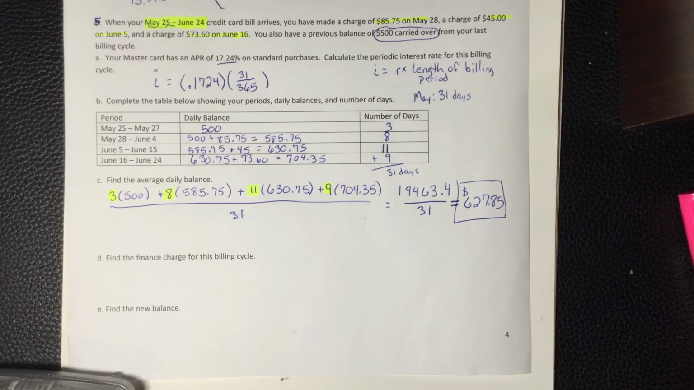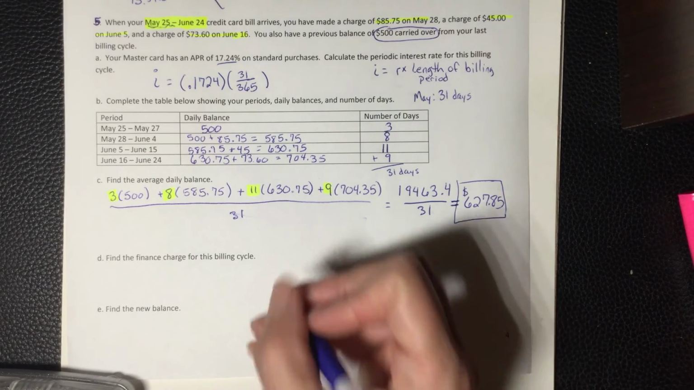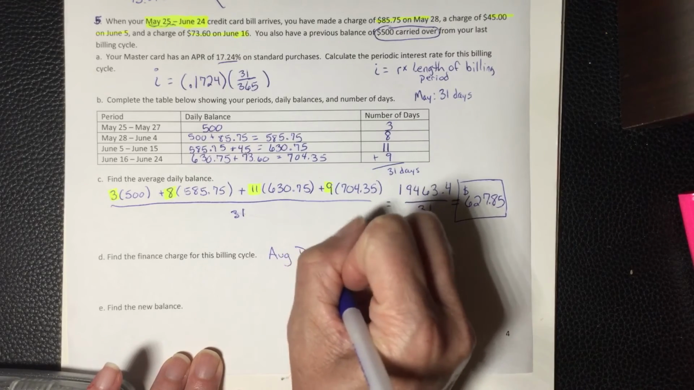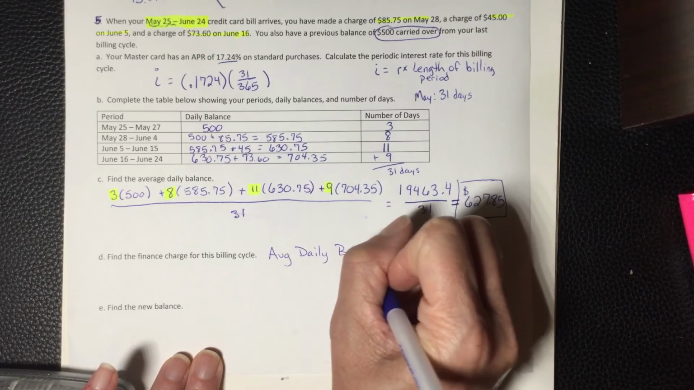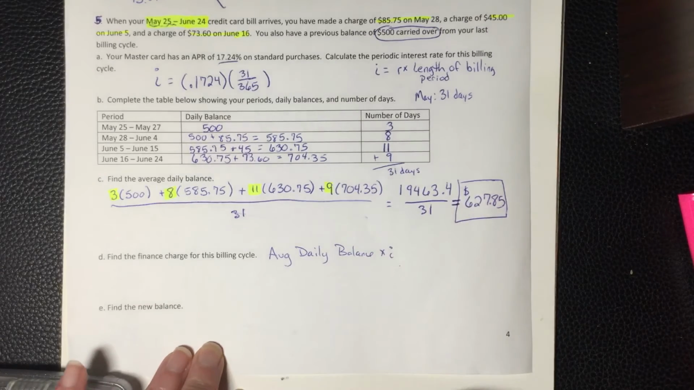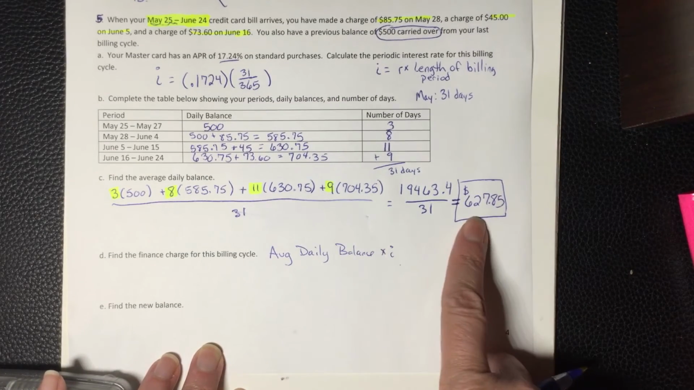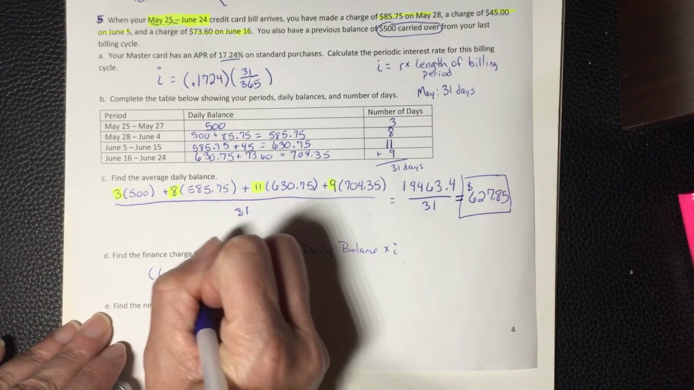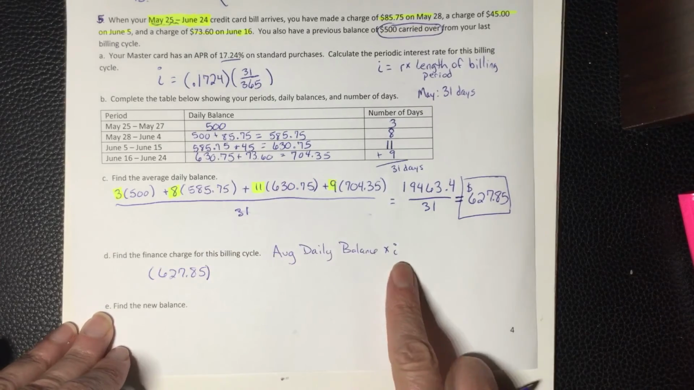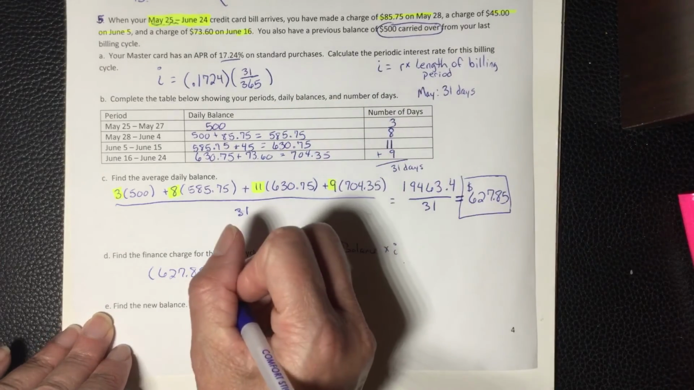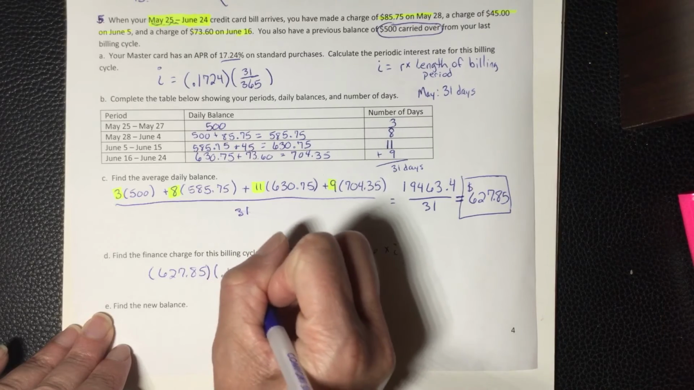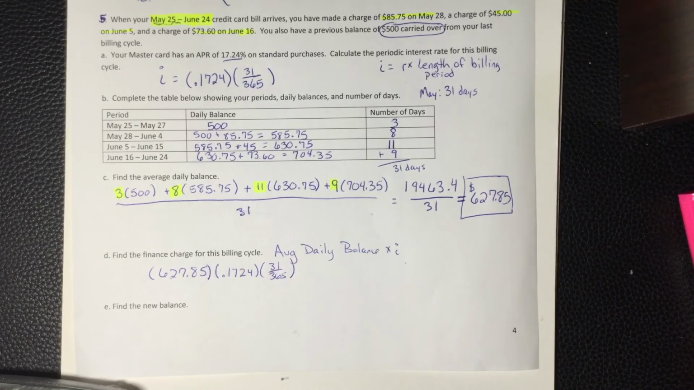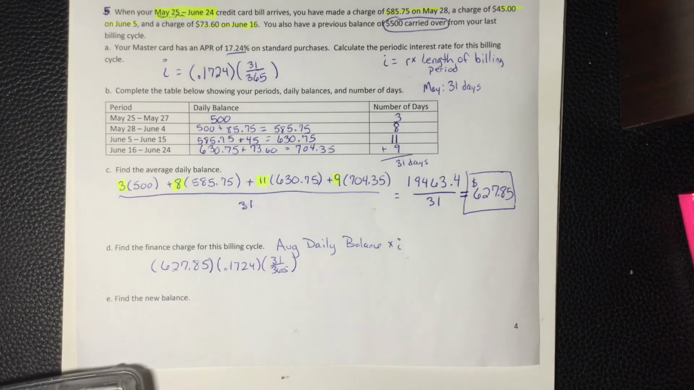All right, so next we're going to calculate the finance charge. To do this, we're going to do the average daily balance times I. We did the average daily balance in part C, so it's going to be $627.85. And we calculated I up here in part A. So 0.1724 times 31 over 365. All right, so we're going to put that in our calculator.